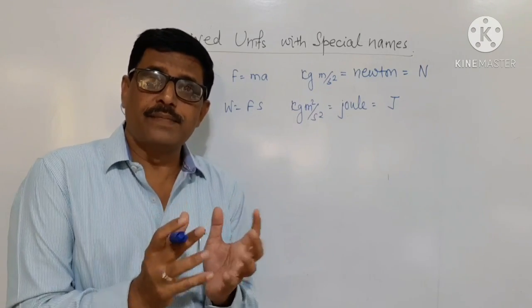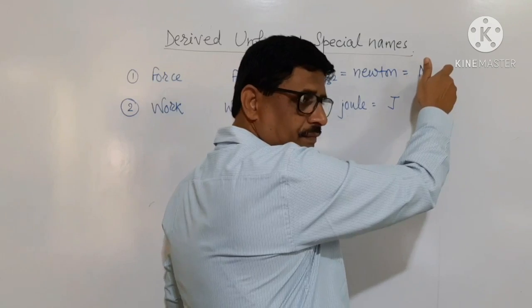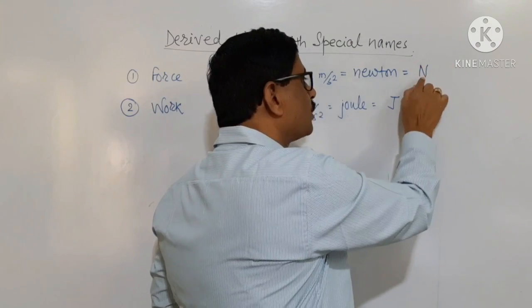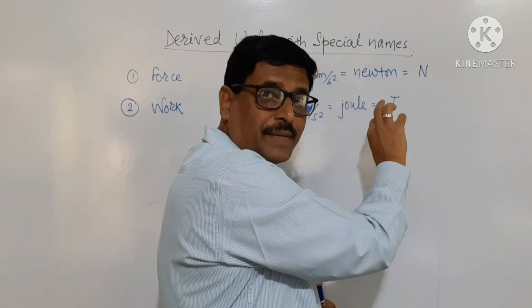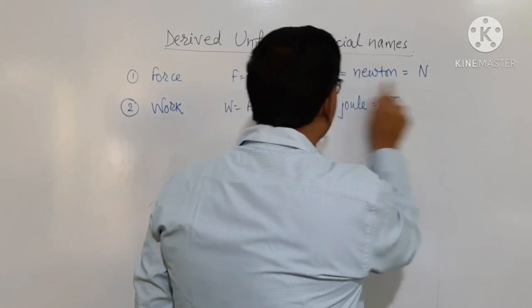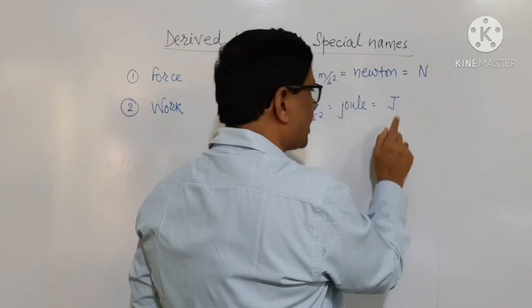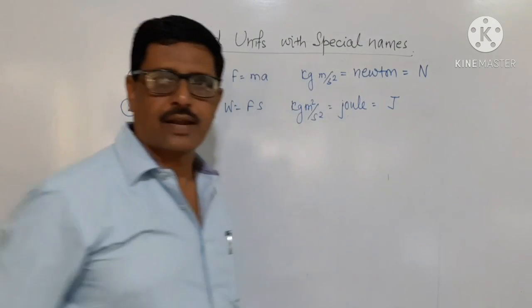Someone may be in the misconception that Newton is a single word, therefore it is fundamental. Joule is a single word, therefore it is fundamental. But it is not like that. 1 Newton is nothing but 1 kilogram meter per second square, and 1 Joule is nothing but kilogram meter square per second square.